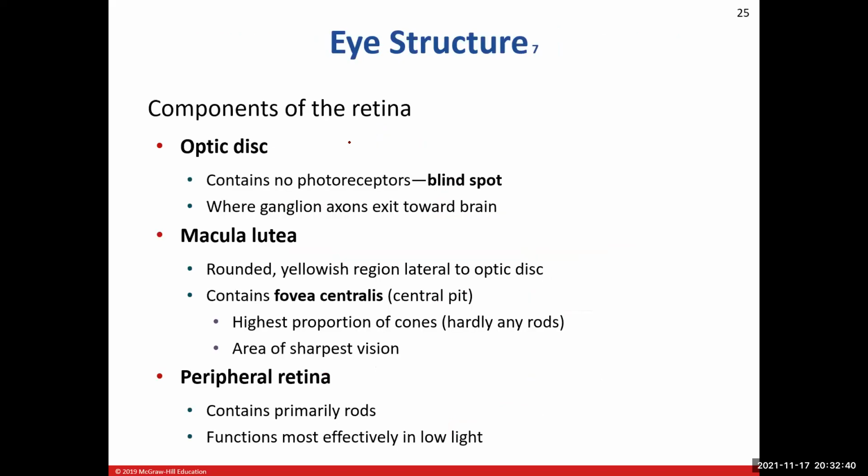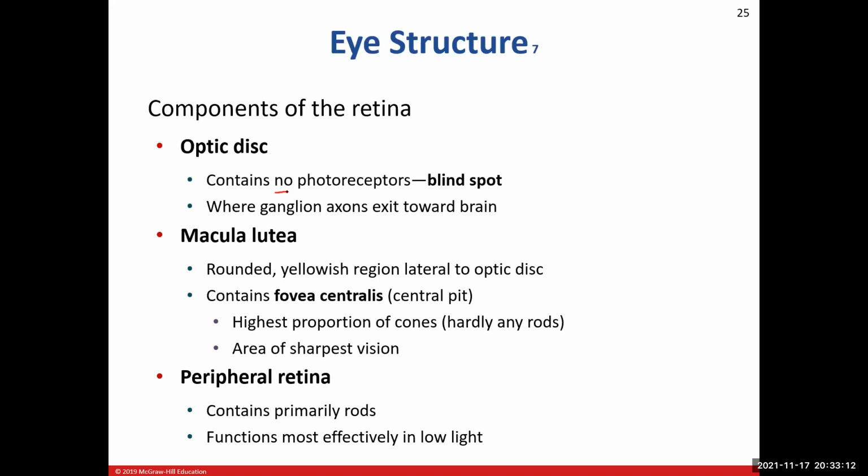A couple other things that you're going to see inside the eye. We have our optic disc, also known as the blind spot because there are no photoreceptors there. This is where those ganglion cell axons make a beeline back towards the brain, and they form the optic nerve. Then your right and left optic nerves will converge at the optic chiasm.